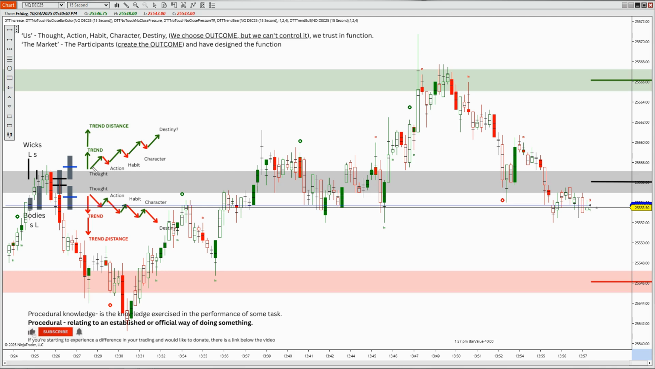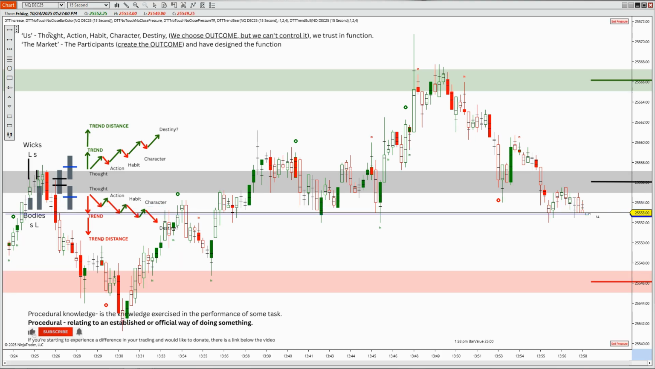All right, so this is the trend distance. We just went over this. Now, this is us. Okay, this is how we operate within life. We have a thought, we have an action, habit, character, and then we have a destiny. We choose the outcome, but we can't control it. We trust in the function of how this works.